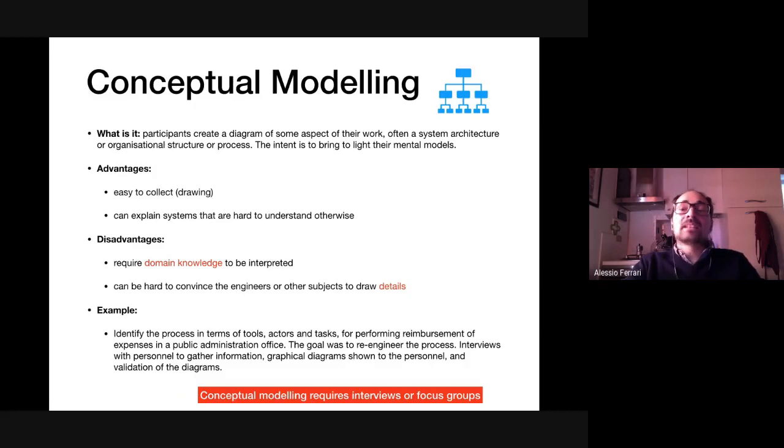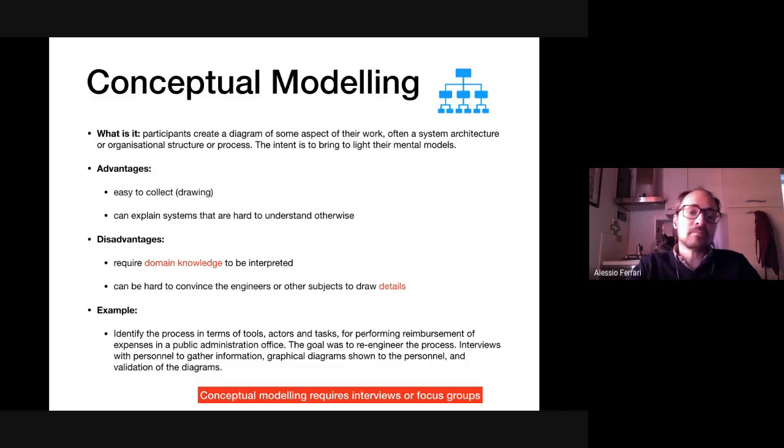But the disadvantage is that you require some domain knowledge to interpret the diagram. So you need to have some previous knowledge about the process or the system that you're dealing with to understand its architecture. And it's very hard to ask people to draw details, and even asking them to create this diagram through a tool is not always easy. So you have to gather some information. You often have to draw yourself and ask confirmation.